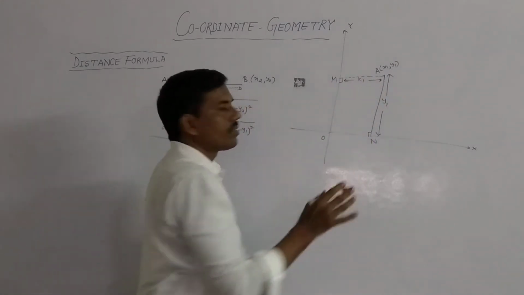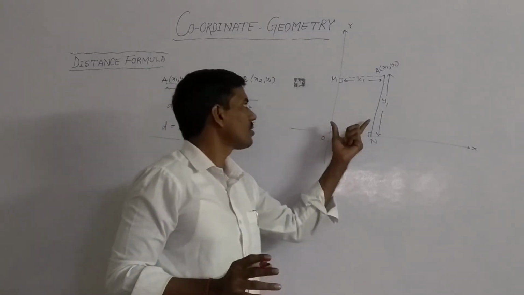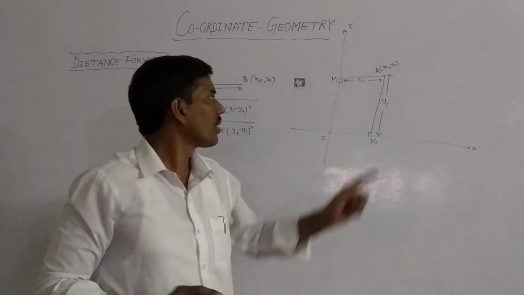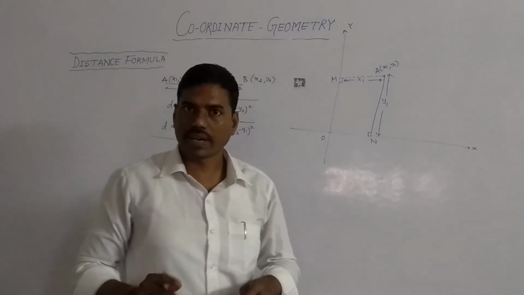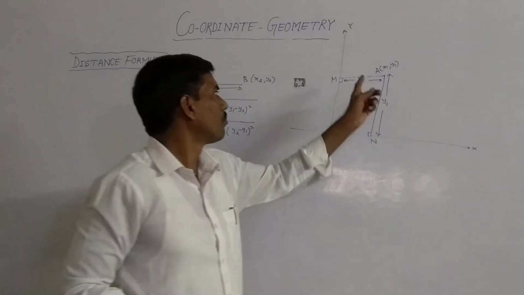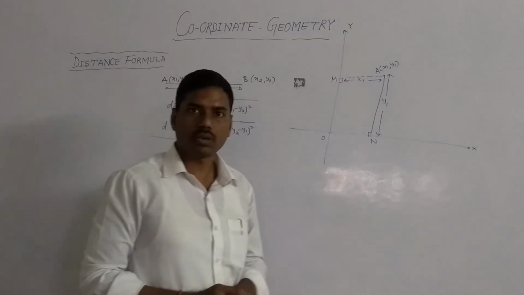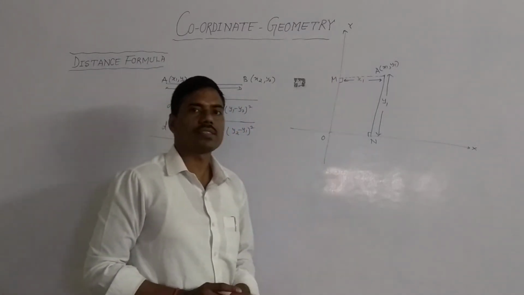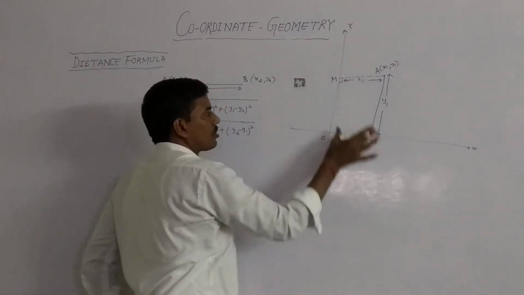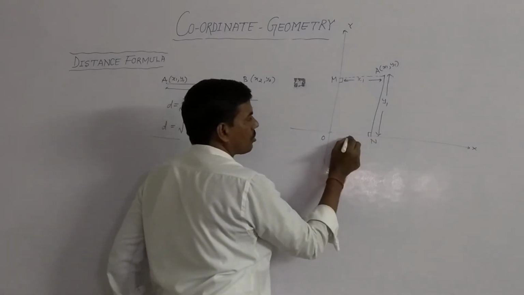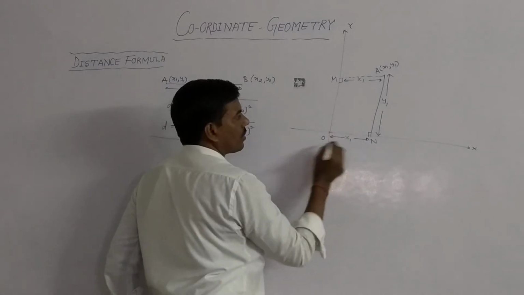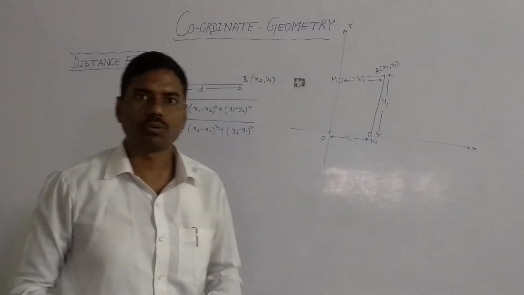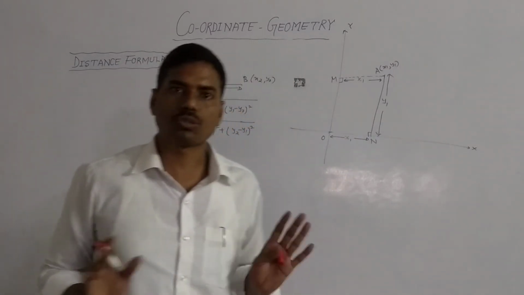Clear? And we know that quadrilateral ANOM is a rectangle or a square. Then its opposite sides are congruent, its opposite sides are equal. So AM is equal to ON, so this becomes x1. So ON is x1.